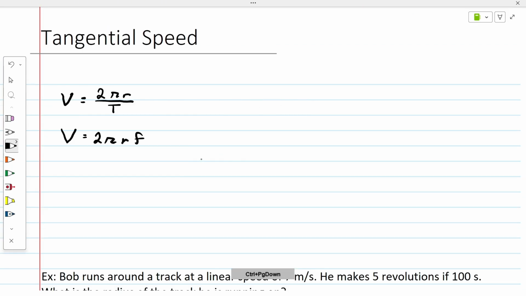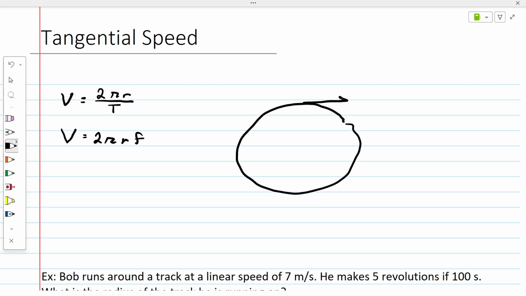Okay, now let's discuss tangential speed. So the tangential speed is basically how fast you're moving tangent to the circle that you're moving on. So if we have a circle, and I'll try my best to draw a circle, your speed at any point here is going to be your tangential speed, as opposed to the speed that you're moving in the circle, but that'll be talked about in a later unit.